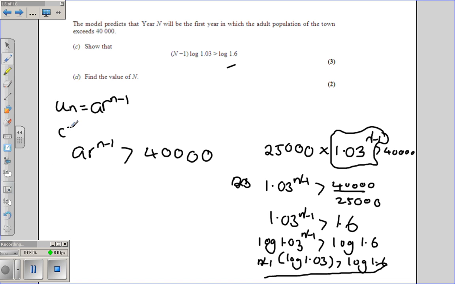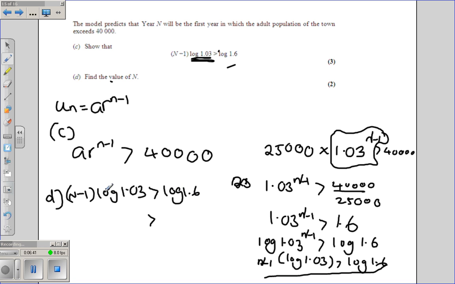Now for part D, we have to find the value of n. What's nice about this question is if you did struggle to solve this, you can still get your 2 marks for finding the value of n because they've given you the inequality here. So taking this one here, we're going to find the value of n. First, we're getting n by itself, so we want to get rid of this number here. We've got n minus 1, log 1.03, that's just a number, and log 1.6 is a number. Divide by log 1.03, it's not a negative number, so you don't have to flip the inequality sign.